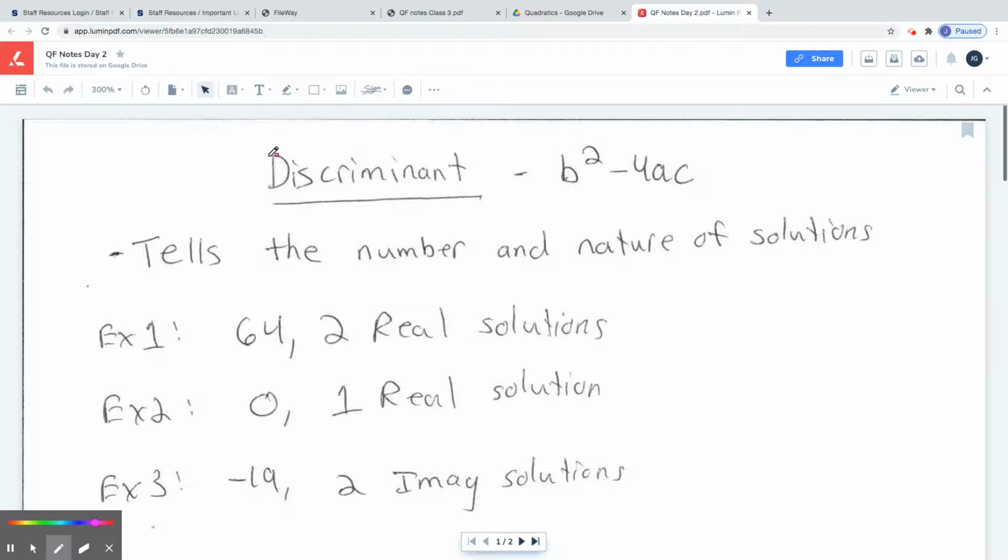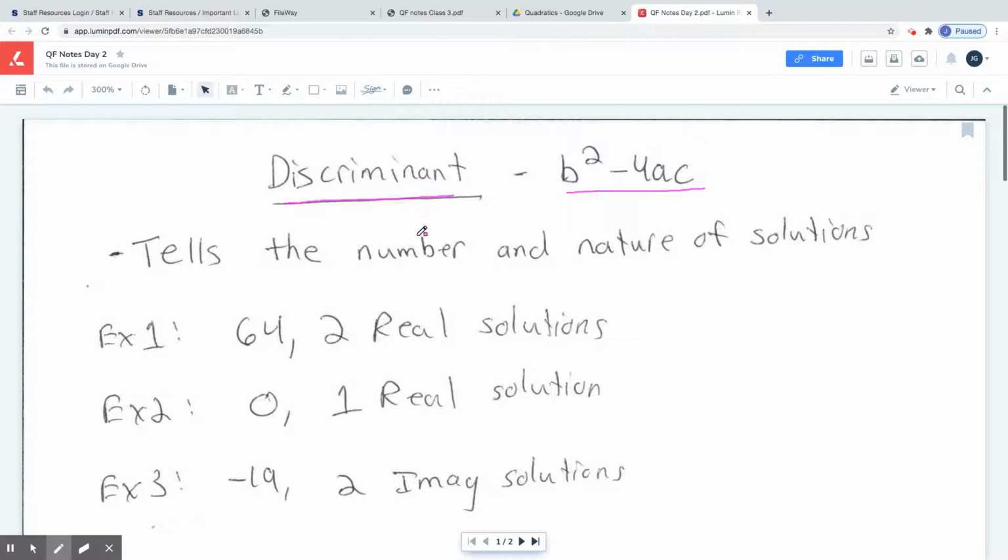Where we left off was talking about the discriminant. The discriminant is b squared minus 4ac. The discriminant is just a number. It's the part of the quadratic formula that is underneath the square root, but it does not include the square root when you write the answer.